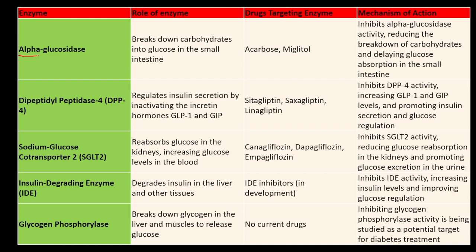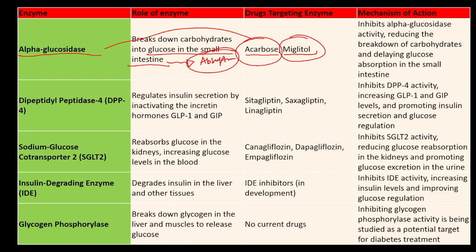So if you want to target alpha glucosidase, the role of the enzyme is that it breaks down carbohydrate into glucose in the small intestine. As a result, it allows the absorption of the glucose molecule. If you use molecules like acarbose or miglitol, these are two inhibitors of alpha glucosidase, and they inhibit its activity, reducing the breakdown of carbohydrate and delaying glucose absorption in the small intestine. This means you are indirectly disturbing carbohydrate digestion.